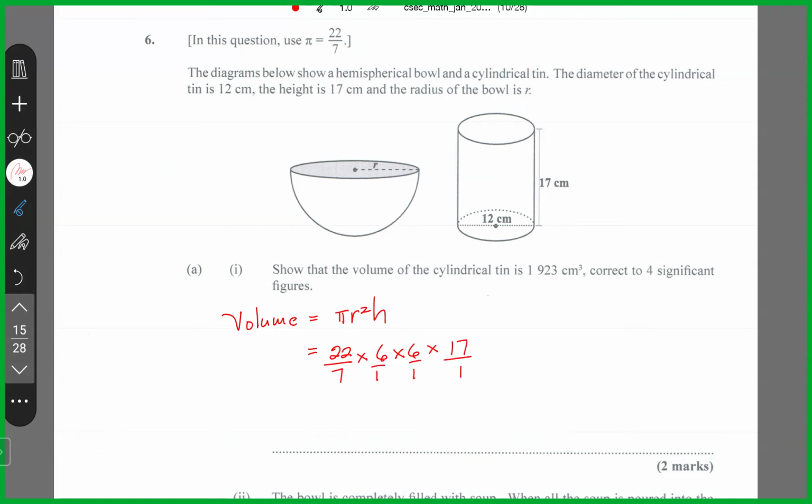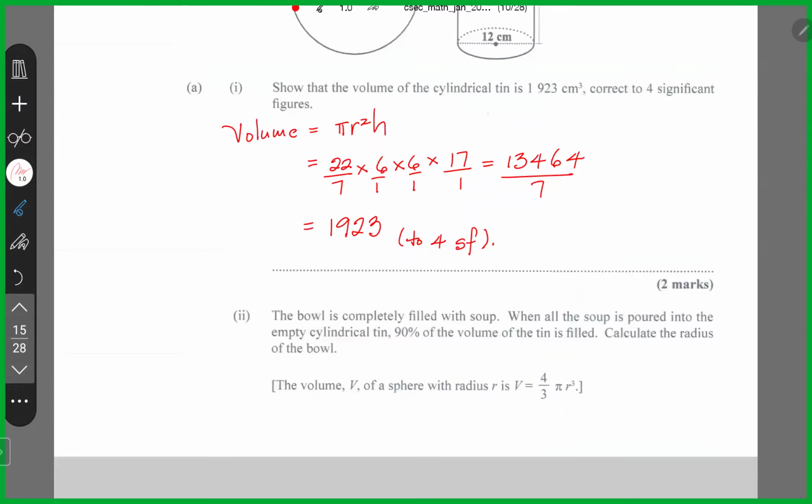So we have 22 times 6 times 6 times 17, and that gives me 13,464 divided by 7. And the answer is 1923, and this is to 4 significant figures. 1923 to 4 significant figures. Here it is.